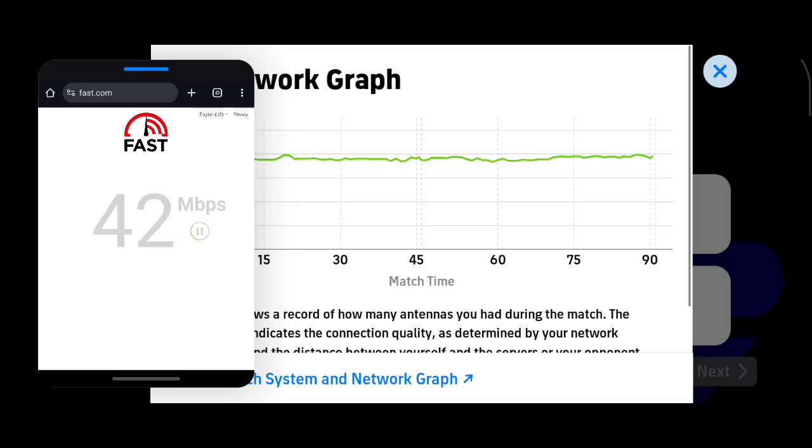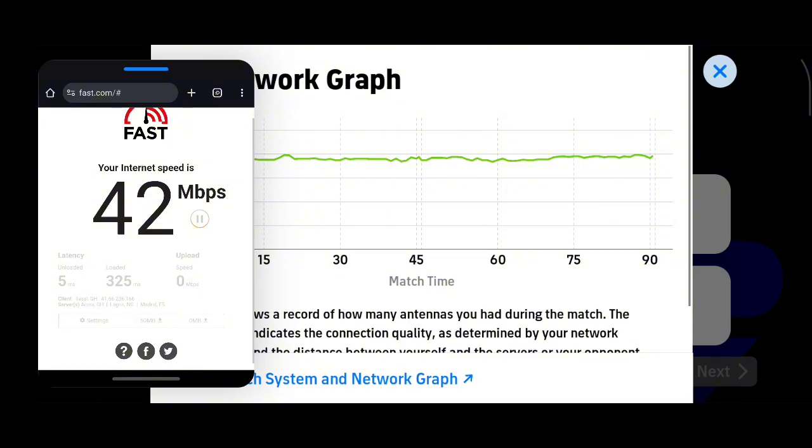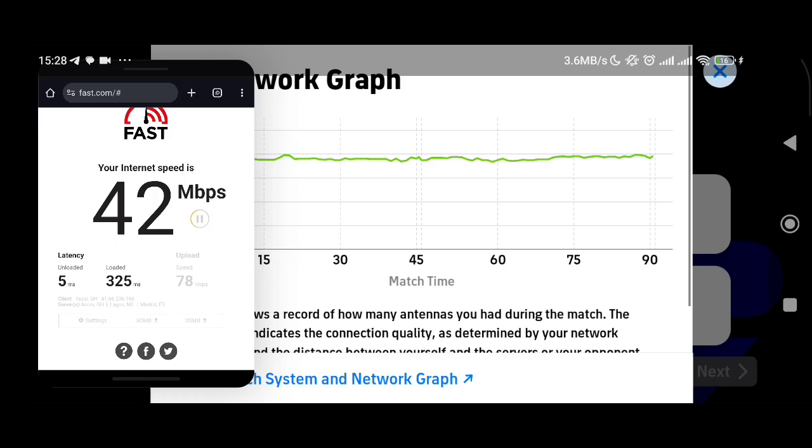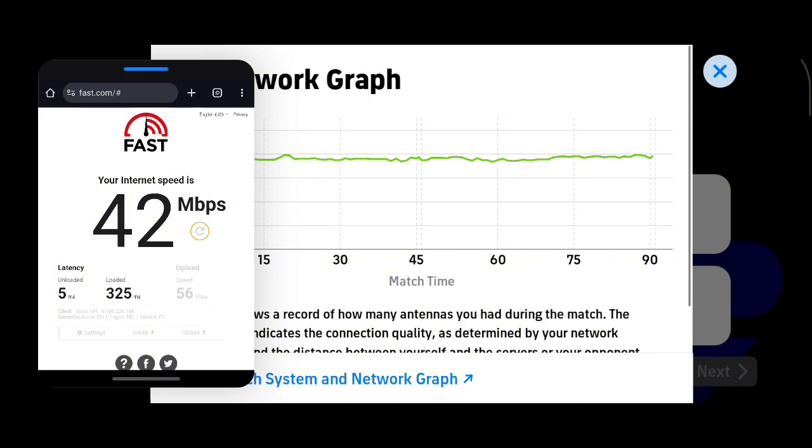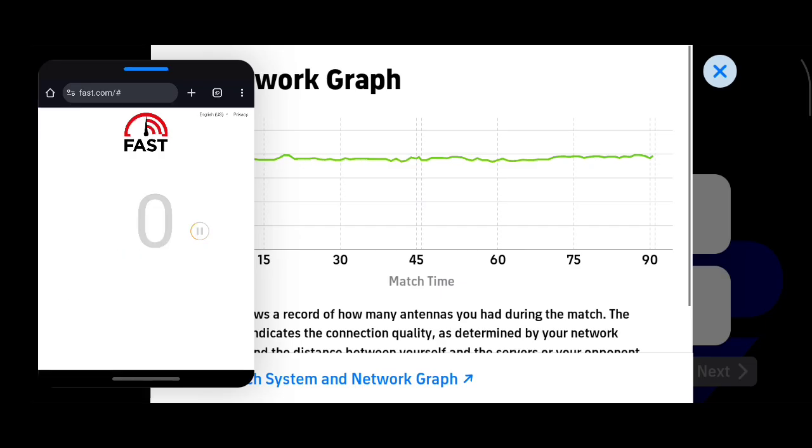So you just check your latency, and even if you find out that your loaded latency, as you can see, is 325 milliseconds, which is very high, my network can decide to use the channel for unloaded latency to make my game smooth. So for this particular match, it used the unloaded because there's no pressure on the network.